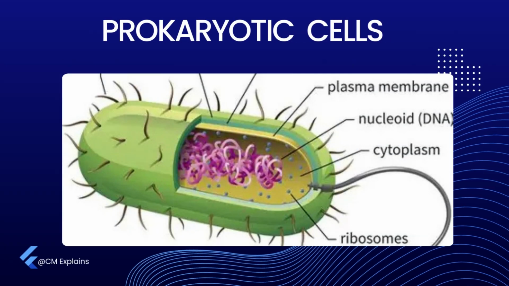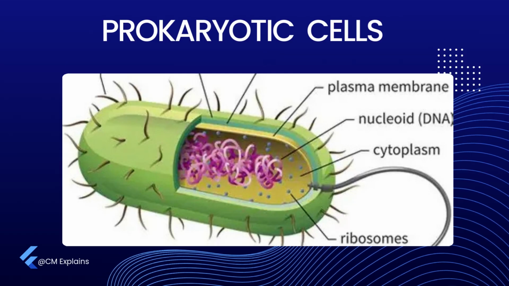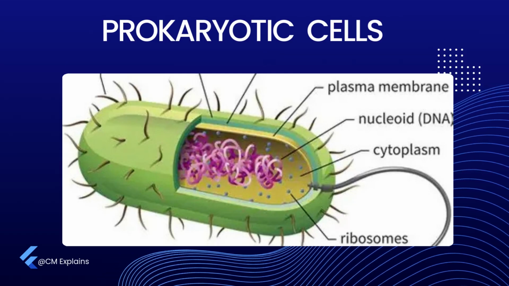Cells are of two types. We have prokaryotic and eukaryotic cells. Prokaryotic cells are simple, small cells that lack a nucleus and membrane-bound organelles.